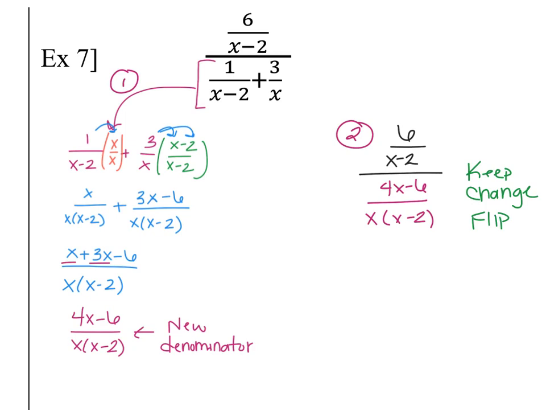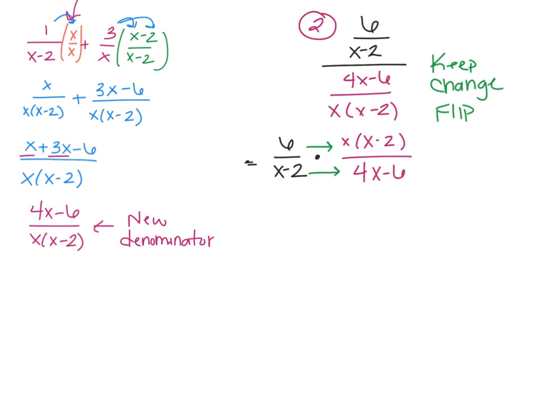So we're going to keep the first one, 6 over x minus 2, change the division to multiplication, and then we're going to flip this guy, 4x minus 6. Okay, with multiplication, you don't need common denominators, you're just going to multiply straight across. So this becomes 6 times x minus 2 all over x minus 2 times 4x minus 6.